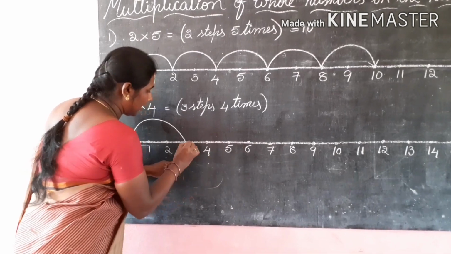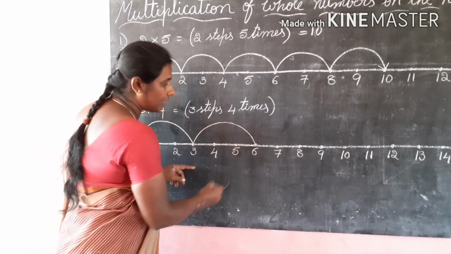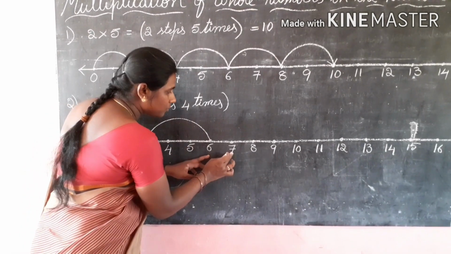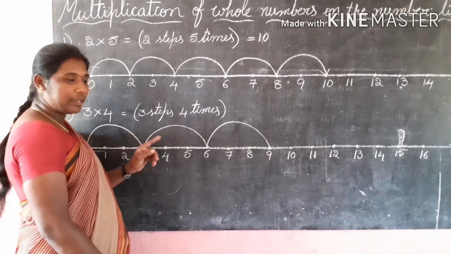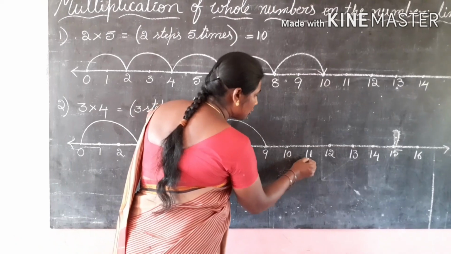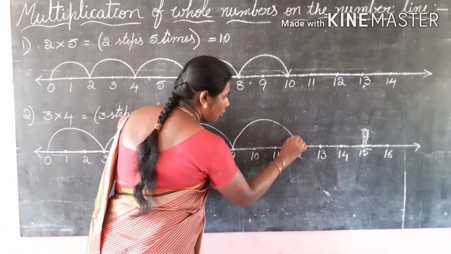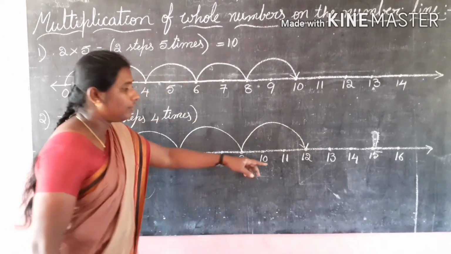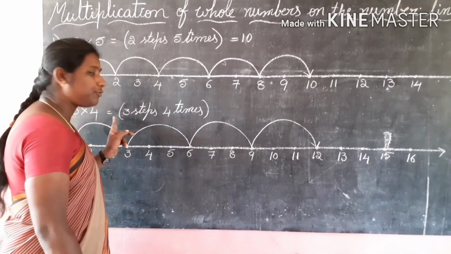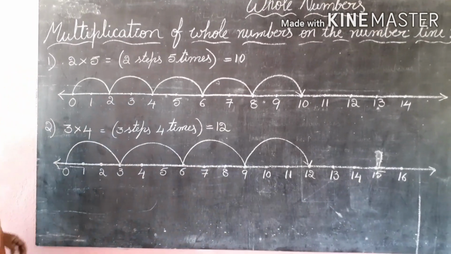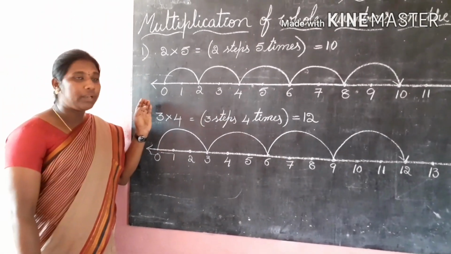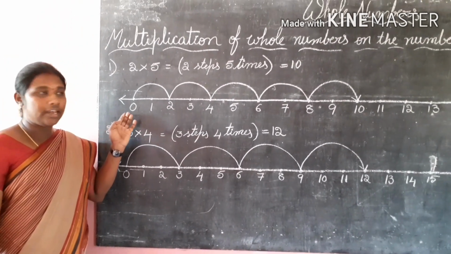Now again 3 numbers, 1, 2, 3. 2 times completed. Again 3 numbers, 1, 2, 3. 3 times completed. Next one more time, 1, 2, 3. Now we jumped 4 times. We get the answer: 3 4s are 12. This is about the multiplication of whole numbers on the number line.